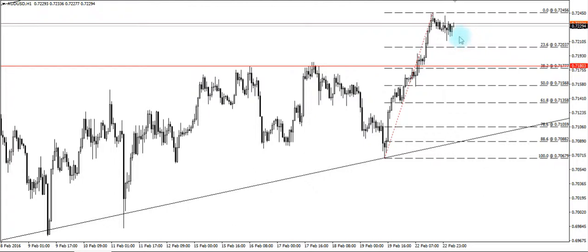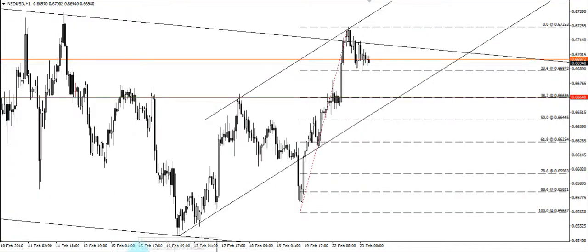So we are looking for a buy opportunity as the price retraces towards the support level, or rather a resistance and support level at the price of 0.7180, slightly above the retracement level of 38.2%. So that's for the price to look for the buy. So that's for the Aussie against US dollar.